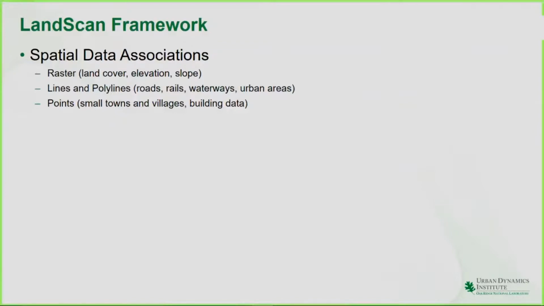Then, of course, vector data such as lines and polygons: roads, rail, waterways, any kind of infrastructure that also indicates a higher likelihood of population being located there. And then points, whether it's towns, villages, building data. And this would also include now some of the settlement mapping data that I've been discussing.